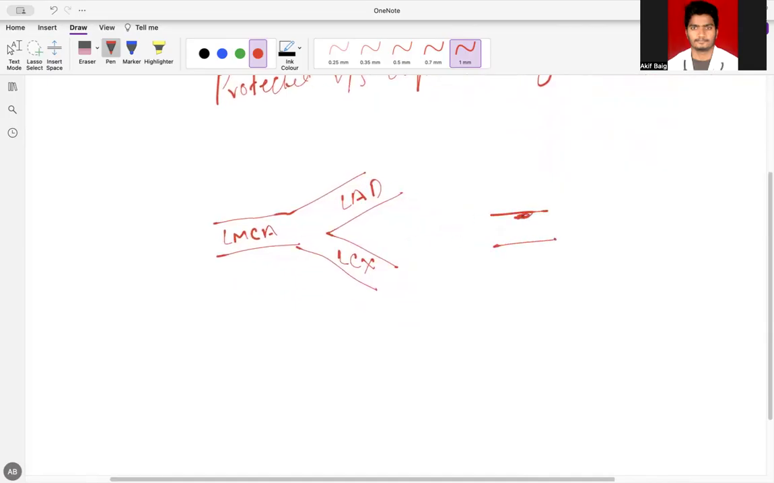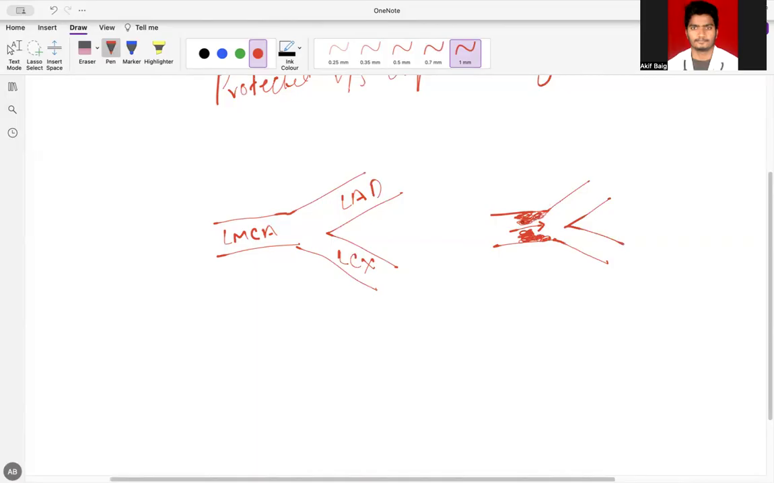Supposing there is a stenosis, we can consider this as a stenosis here. So there's a lot of stenosis of the left main coronary artery, and only this flow is available. Now, if you want to intervene in this patient, so this is the left anterior descending and left circumflex.